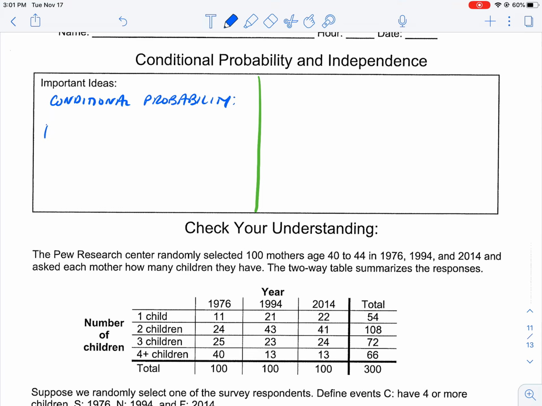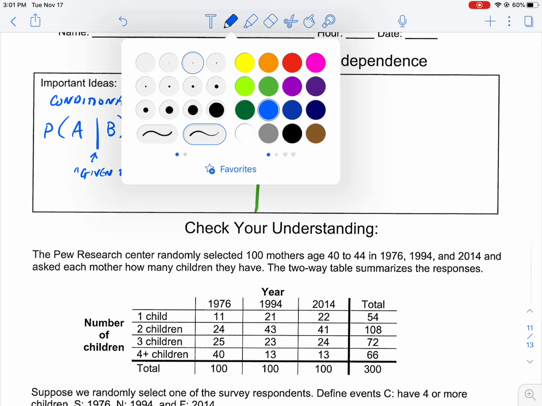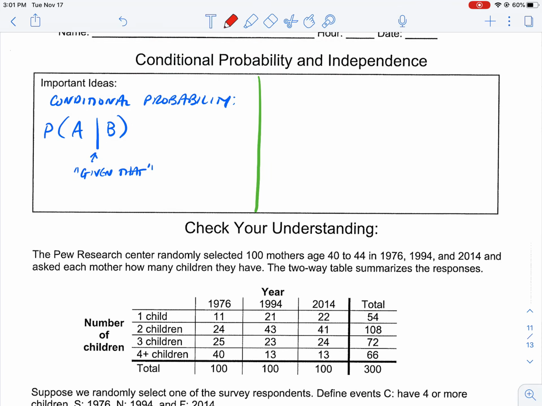It looks like this. It's the probability of A, and then I have a slash here, and then B. And this line right here literally means "given that." So that's literally the probability of A given that B. And this becomes a fraction because we are considering a single event happening in light of another event.